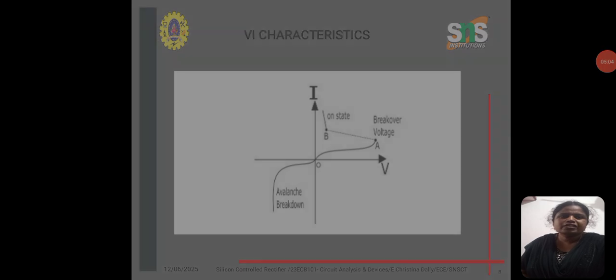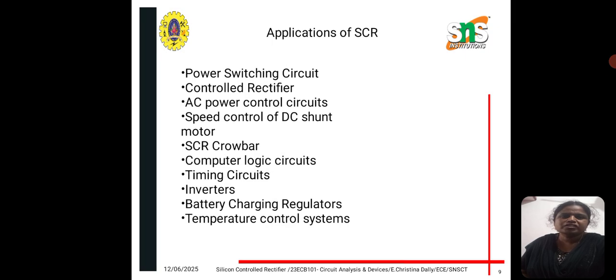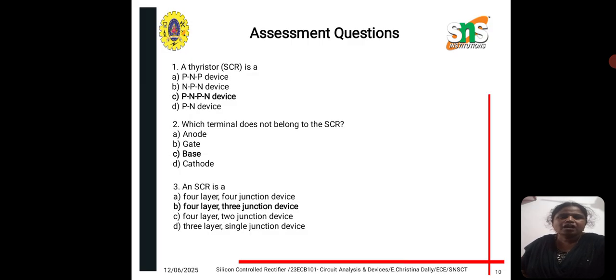The next one we are going to see is the applications of the SCR. We are having so many applications. It is used in computer logic circuits, timing circuits, inverters, and temperature control systems. These are all the applications of the SCR. These are all the assessment questions on the SCR.